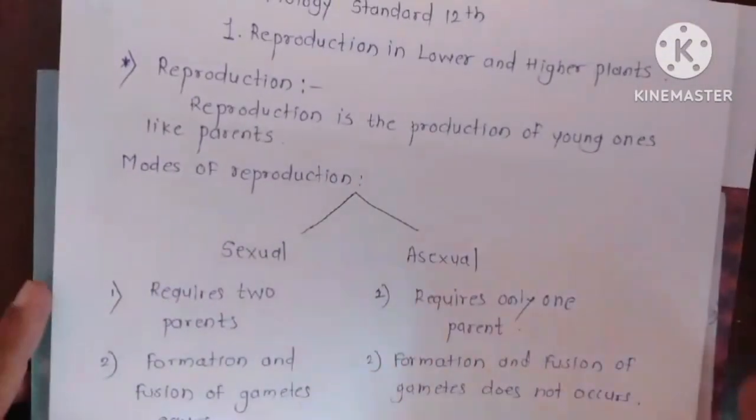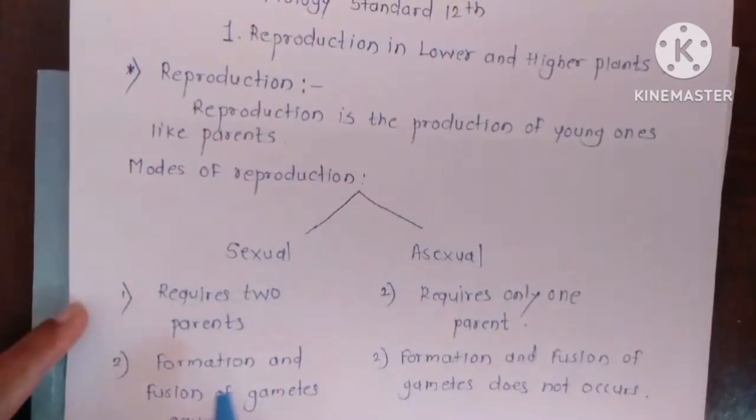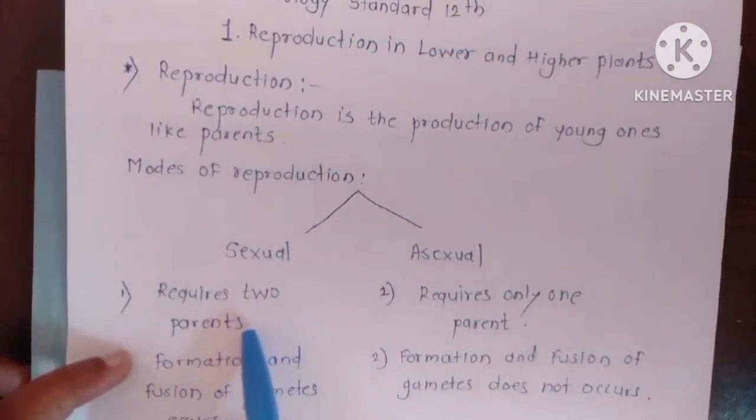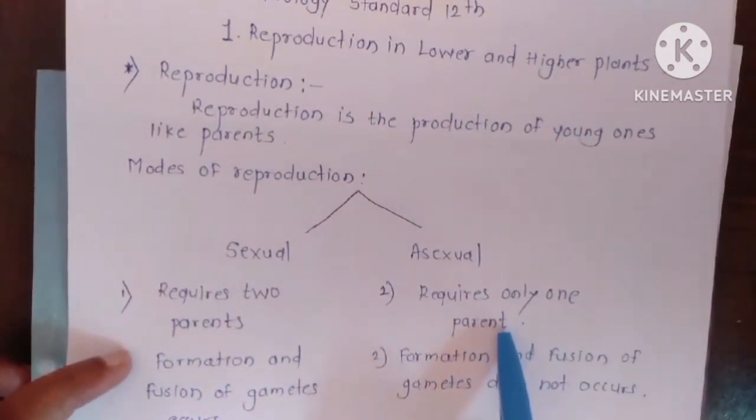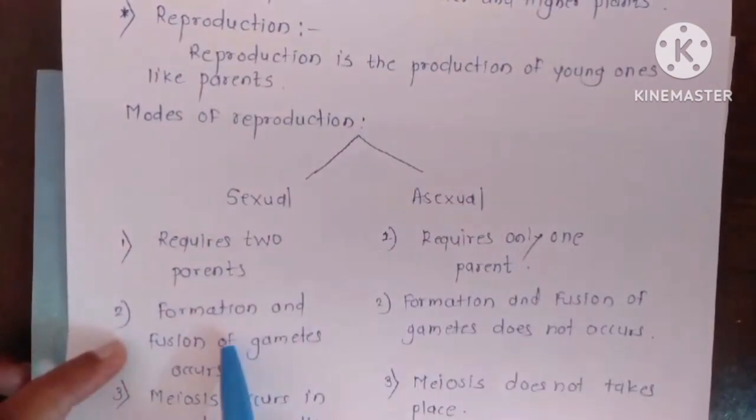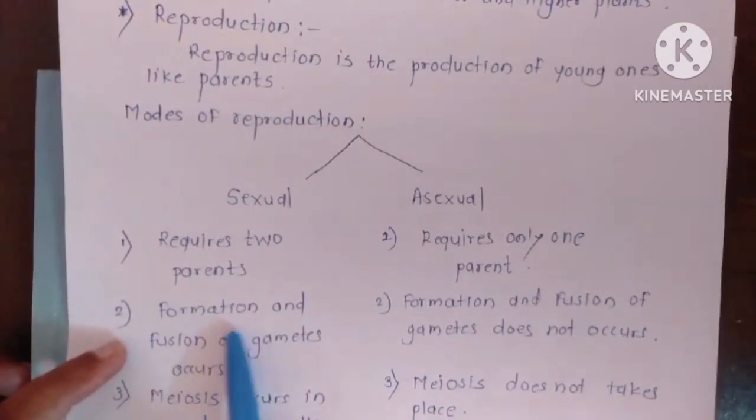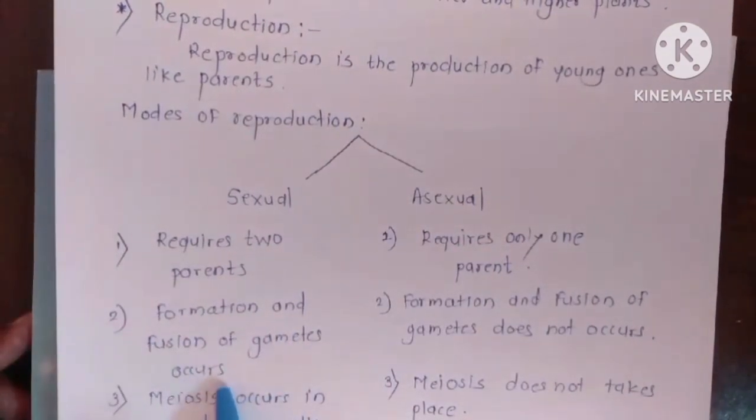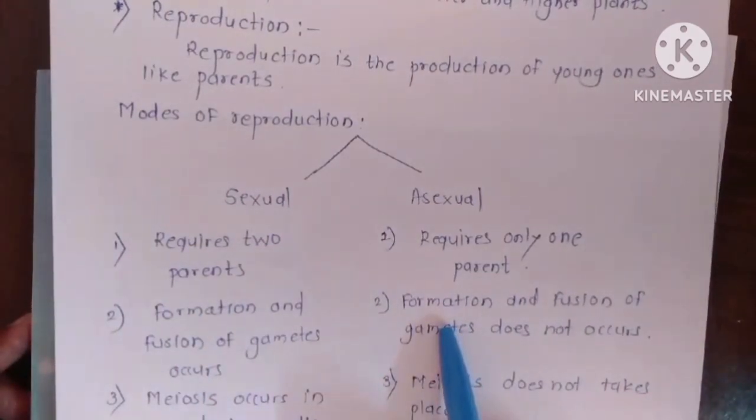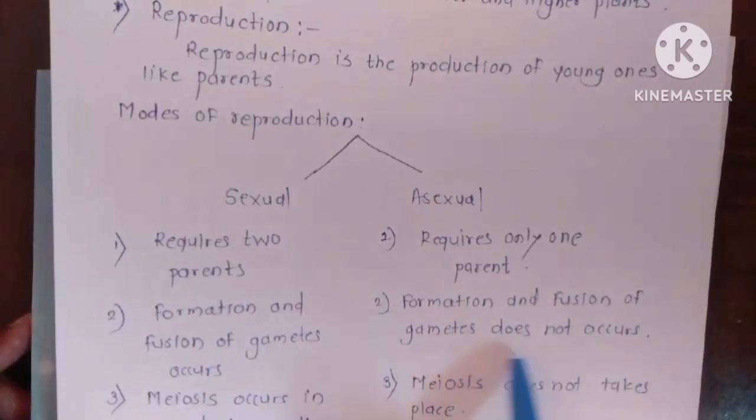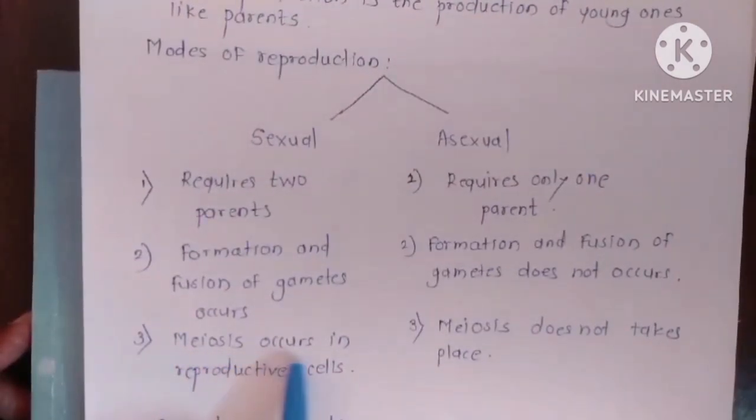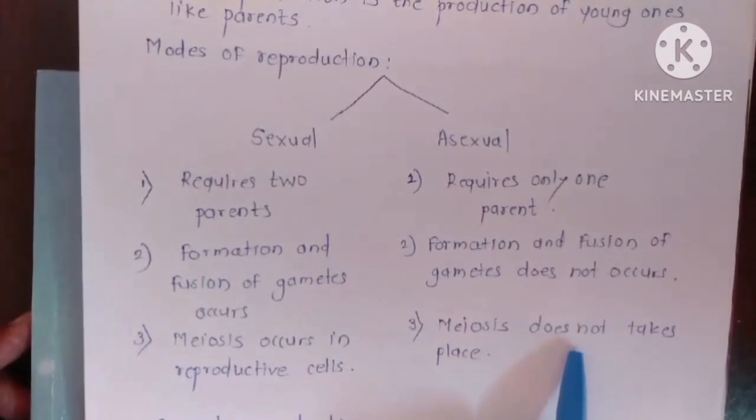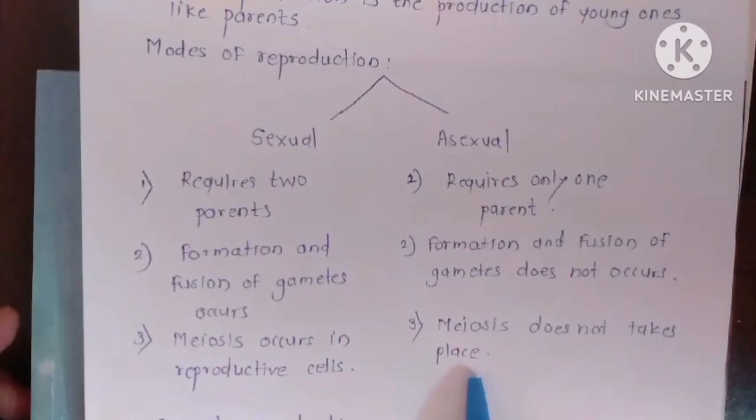Then we see difference between these two. Sexual reproduction requires two parents. Asexual reproduction requires only one parent. In sexual reproduction, formation and fusion of gametes occurs. In asexual reproduction, formation and fusion of gametes does not occur. In sexual reproduction, meiosis occurs in reproductive cells. In asexual reproduction, meiosis does not take place.